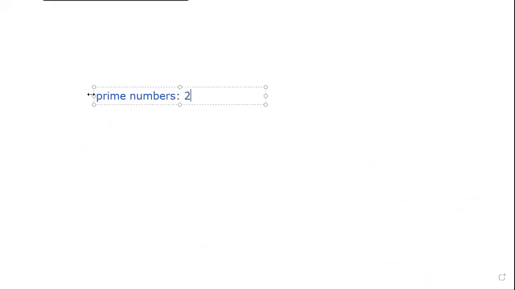2, which is the only even prime number, because it has only 2 factors and it's greater than 1. Then 3. Now after 2, we cannot choose any even number to be prime. All the even numbers will be composite. What about 1? 1 is neither prime nor composite.